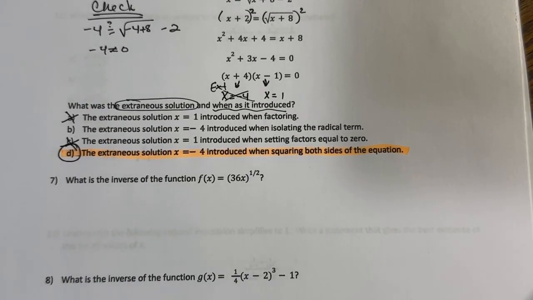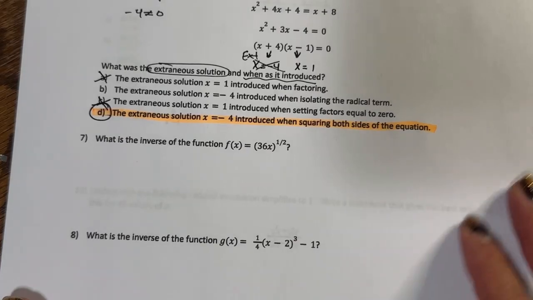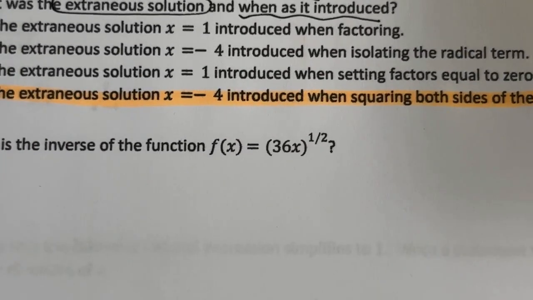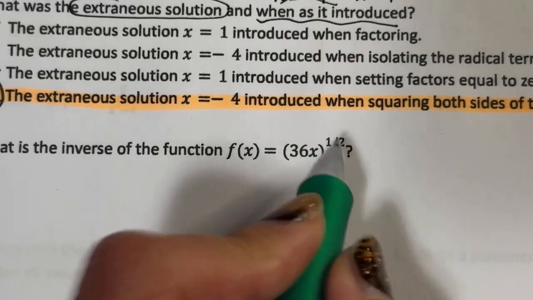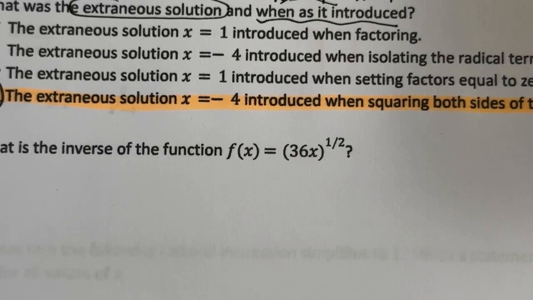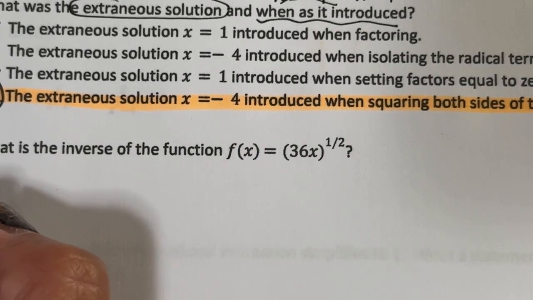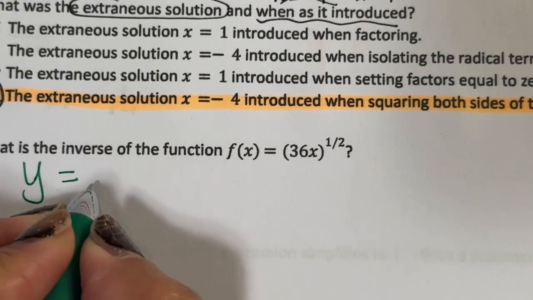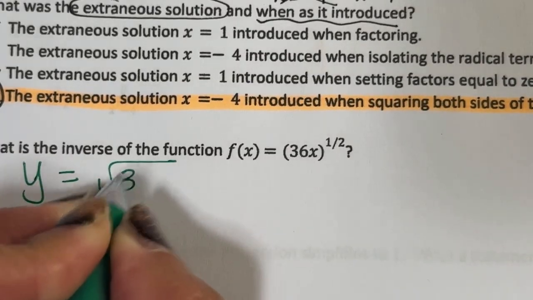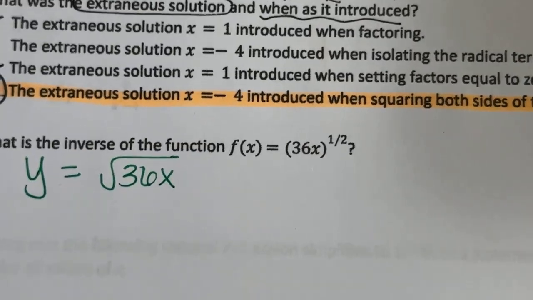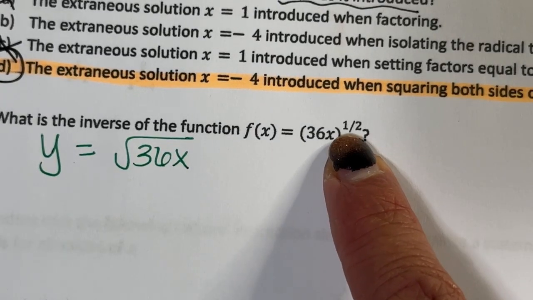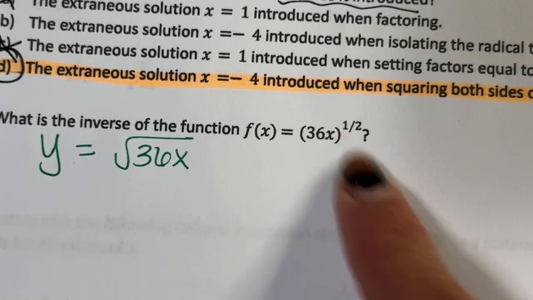Number 7 says, what is the inverse of the function f of x equals 36x to the 1/2 power? Well, you guys got to remember what 1/2 power means. Remember, that means it's a square root. So let's rewrite this. Instead of f of x, let's put y. So y equals, and instead of a 1/2 power, let's put the square root of 36x. Now, this whole thing is in the parentheses, so that whole thing is going to be under the radical because it's underneath that 1/2 power.